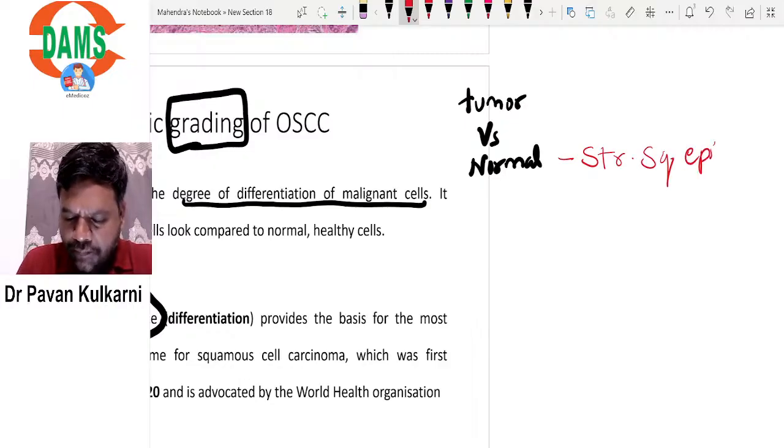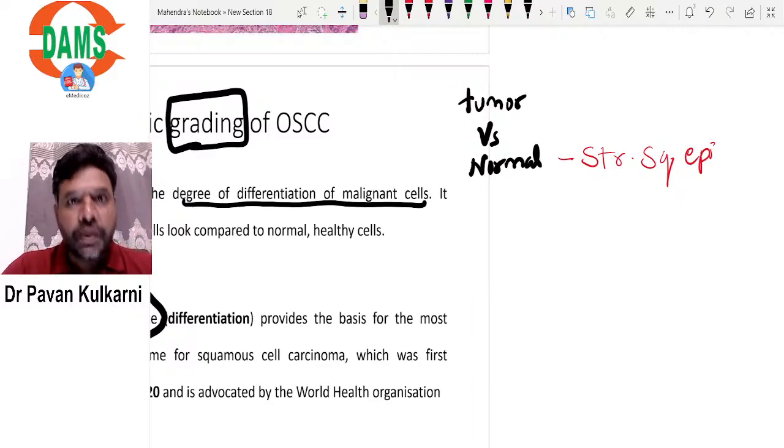Stratified squamous epithelium. That is our normal oral epithelium. Now comes the thing, remember: if the tumor shows maximum resemblance to the normal tissue, you will call it more differentiated, or well differentiated. Well is a word used for more differentiation. It looks more like the normal epithelium.